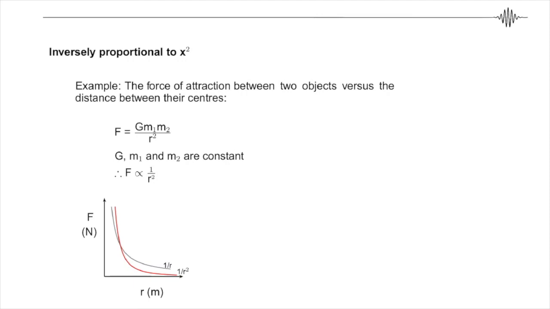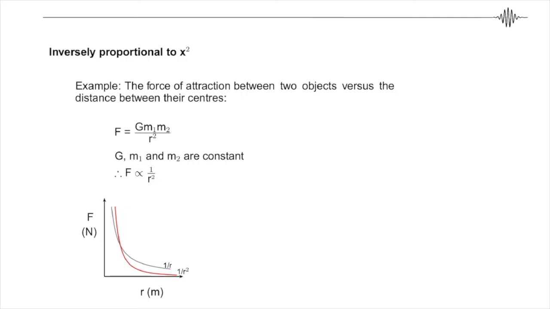Now the last one is one that you don't see often, and that is when it's inversely proportional to the square of x. We have two examples. The one is Newton's universal gravitational law, and you also have Coulomb's law, where we have F equals kq over r squared. We're going to draw a graph of the force of attraction versus the distance between their centers. So we're looking at F and we're looking at r. Now G, m, and m are constant, and therefore F is inversely proportional to r squared.